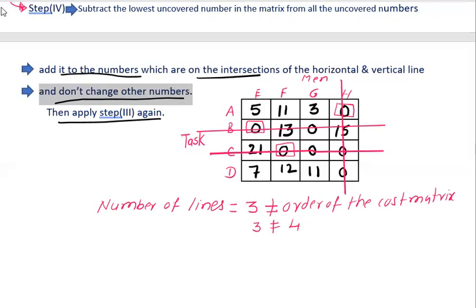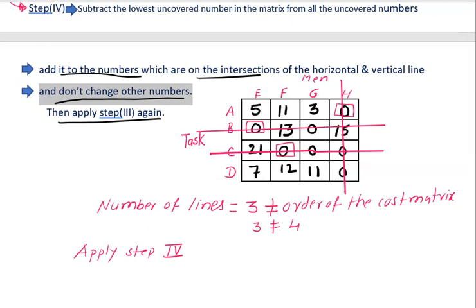So we apply step 4 repeatedly. Step 4 and step 3, these two steps are applied repeatedly. We apply these two steps repeatedly.